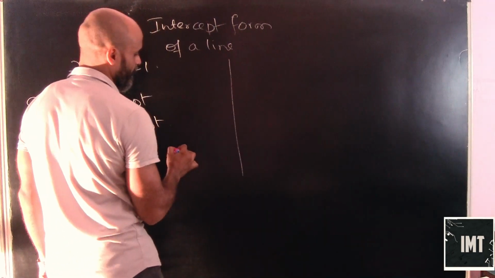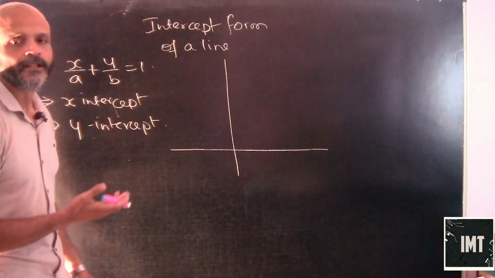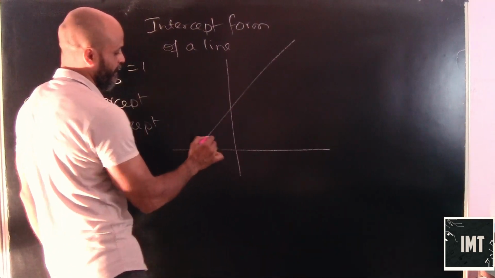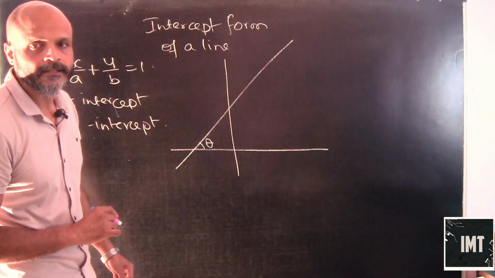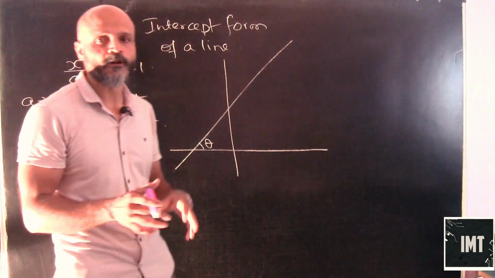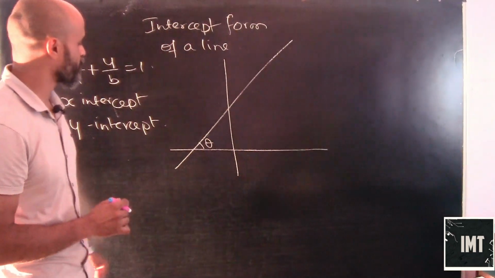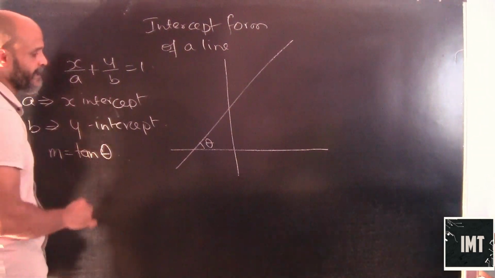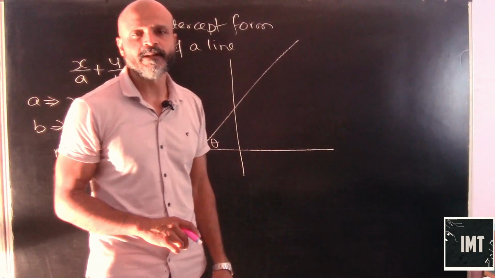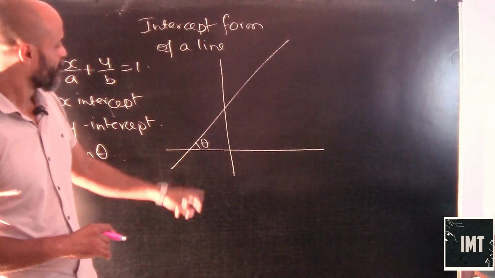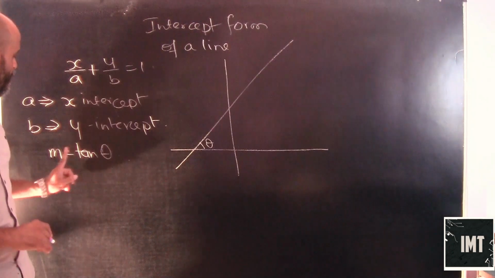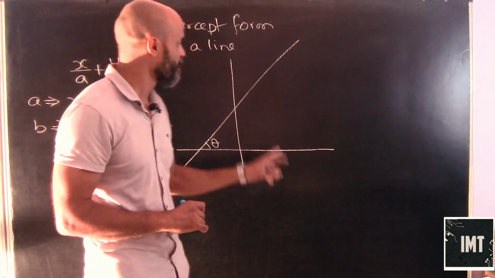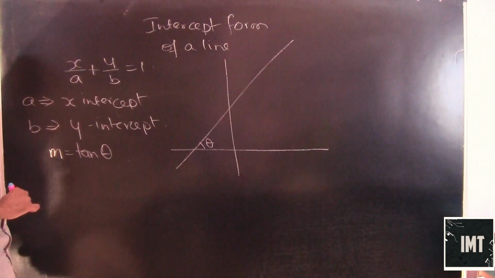So let's say we have a line here, any line, and let's say this line makes an angle of theta. We have already learned from the previous videos, if you have not, please do watch them, that the slope of a line is tan of the angle that the line makes with the positive direction of the x-axis. So we have here m is equal to tan theta.